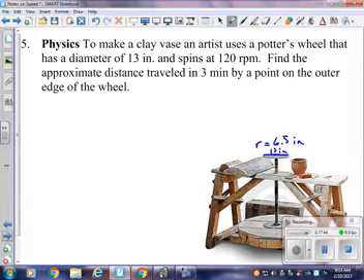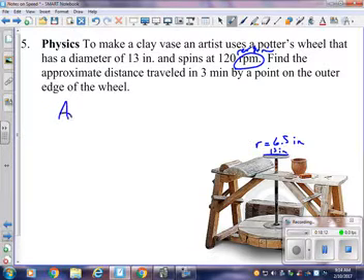It says it spins at 120 RPMs. What does RPM stand for? Well, that's revolutions per minute. So that goes back to the same thing you see on your car. You've got an odometer, which tells you how many miles you've driven, and a speedometer, which tells you miles per hour. But sometimes you have this other instrument that says RPMs, and that's how fast your engine's turning, which eventually turns into how fast your wheels are turning.